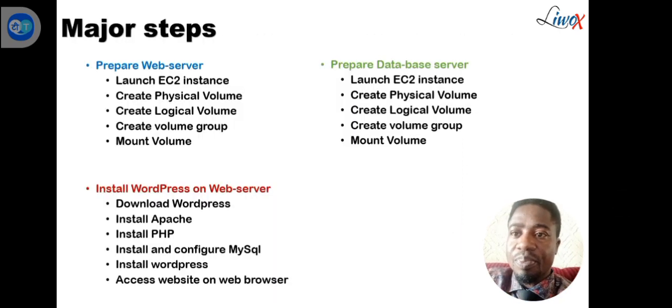So the major steps I took was that I prepared a web server, and then I prepared another database server, and then I came around to install WordPress on the web server. For each server, I'm going to launch an EC2 instance, create the volumes, create the logical volumes, create the volume group, and then mount the volume on a directory. So you will see how I did everything.